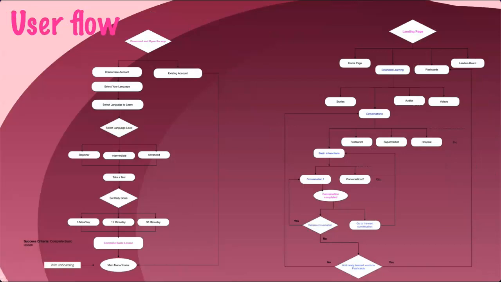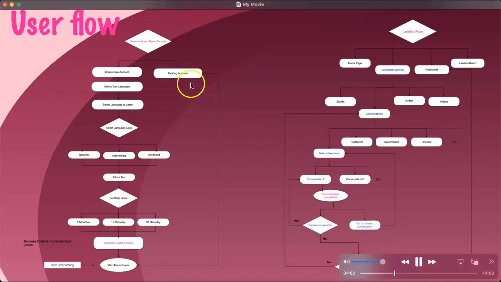In user flow, the first task is to create an account and to complete a basic lesson. After opening the app, you will get to choose two options: create a new account, or select an existing account. If you select an existing account, you will directly go to the main menu. Or else if you select create account, then you will get to select your language. After selecting your language, you will get to choose what language you have to learn.